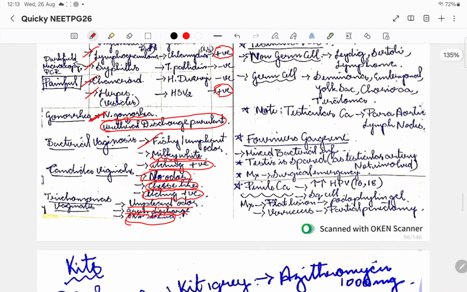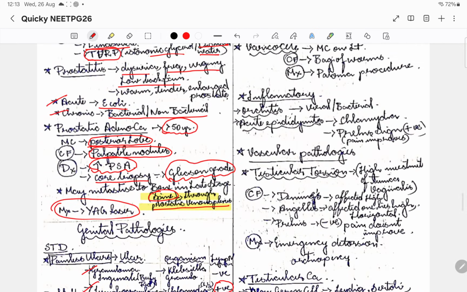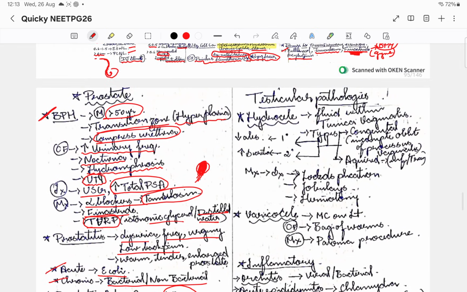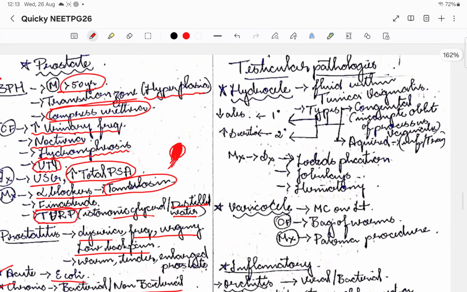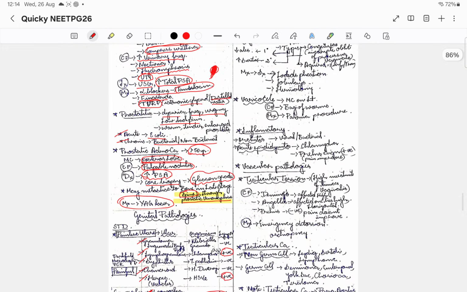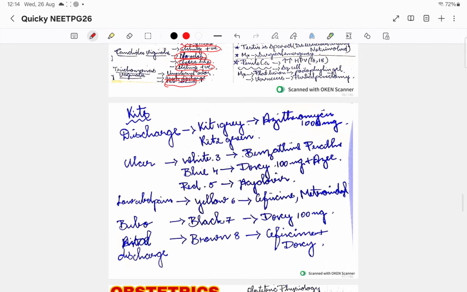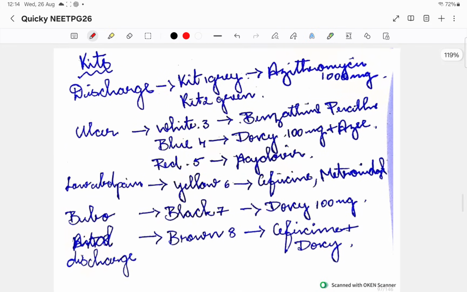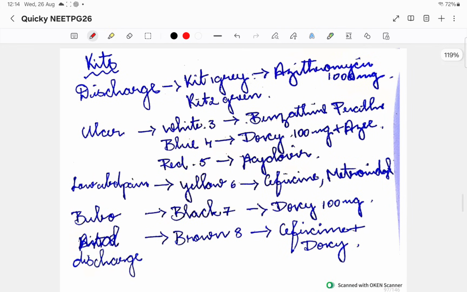So that is how we can diagnose the STDs. Okay, and then moving on to testicular pathologies. Please remember, before going into testicular pathologies, let me tell you the kits. Okay, so there are kits for all these STDs. If it is a discharge, see, discharge we saw, right? So it is going to be Neisseria gonorrhea discharge, and bacterial vaginosis, all these things are having discharge.